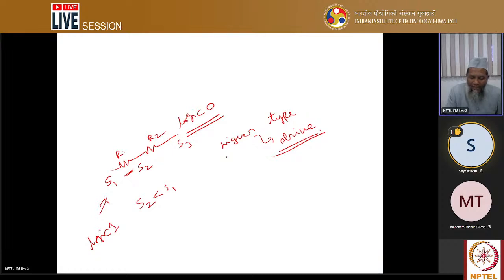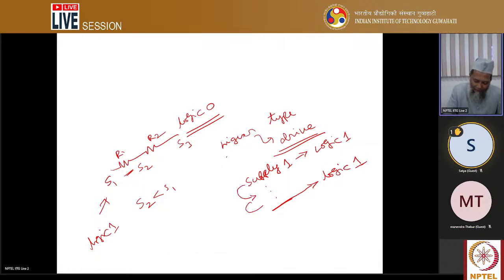That is why the highest priority is for supply 1. Supply 1 will be taken as logic 1. Even the next signals, I don't exactly remember the order, the next 3, 4 signals will also be taken as logic 1. So even if I reduce this voltage drop from supply 1 to the next signal, or even the next signal, that will still be taken as logic 1. That is the idea behind these signal strengths.